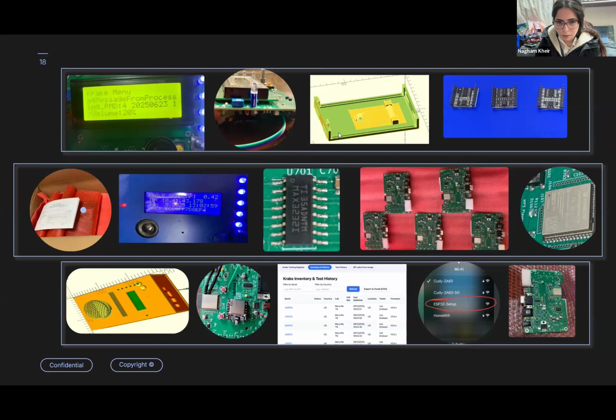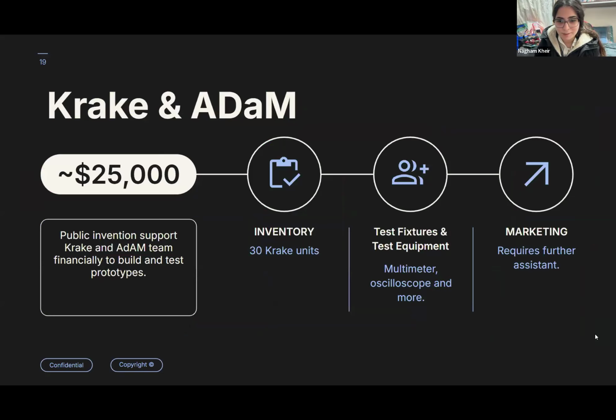The Wi-Fi model is also there to show how and what we're using to save audio files. I think we're ready to meet the team Krake now. Next slide, please. Oh, no, before that. Public Invention supports the Krake and ADaM team financially to build and test prototypes. So this is an estimation of what we're spending on Krake and ADaM. Next slide, please.